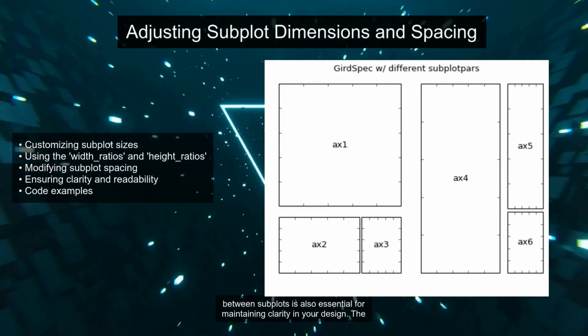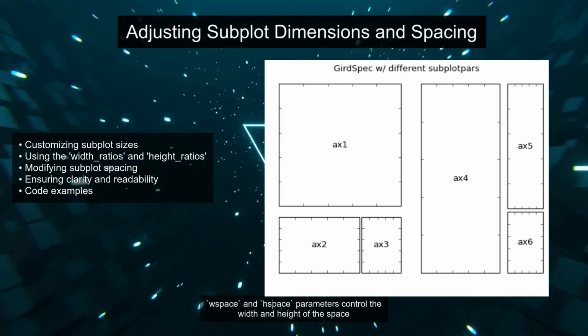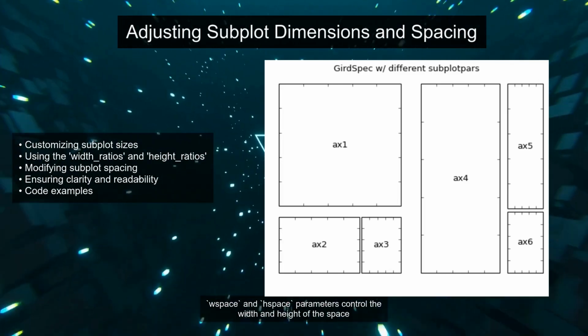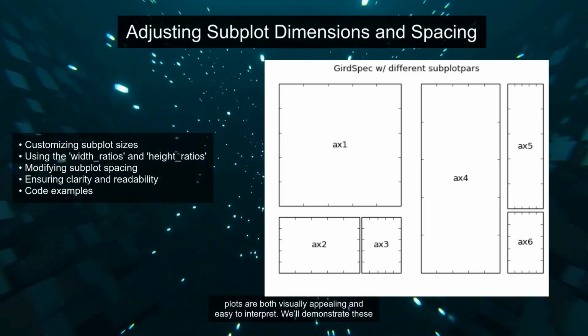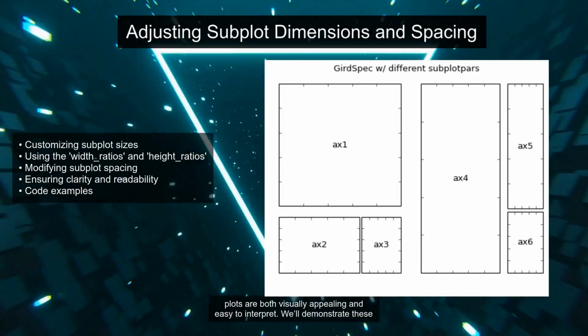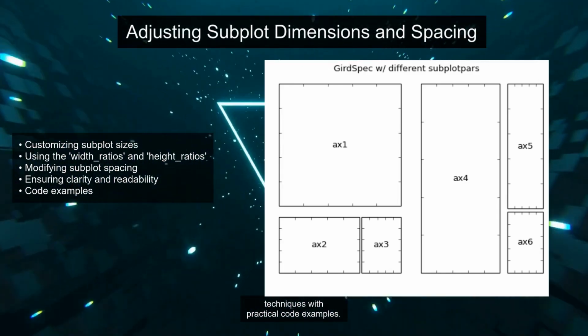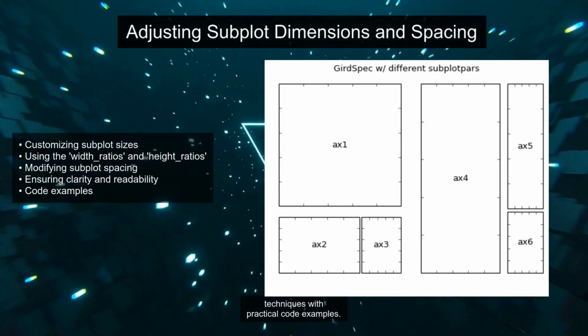Adjusting spacing between subplots is also essential for maintaining clarity in your design. The wspace and hspace parameters control the width and height of the space between subplots, respectively. By fine-tuning these settings, you can ensure that your plots are both visually appealing and easy to interpret. We'll demonstrate these techniques with practical code examples.